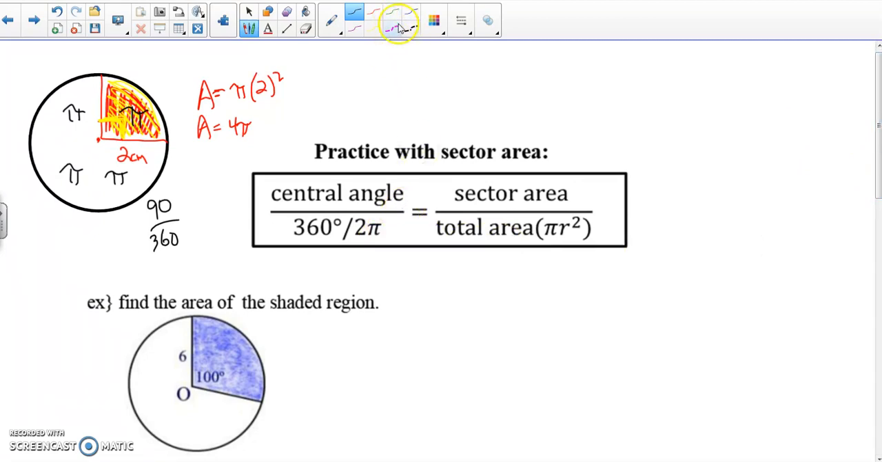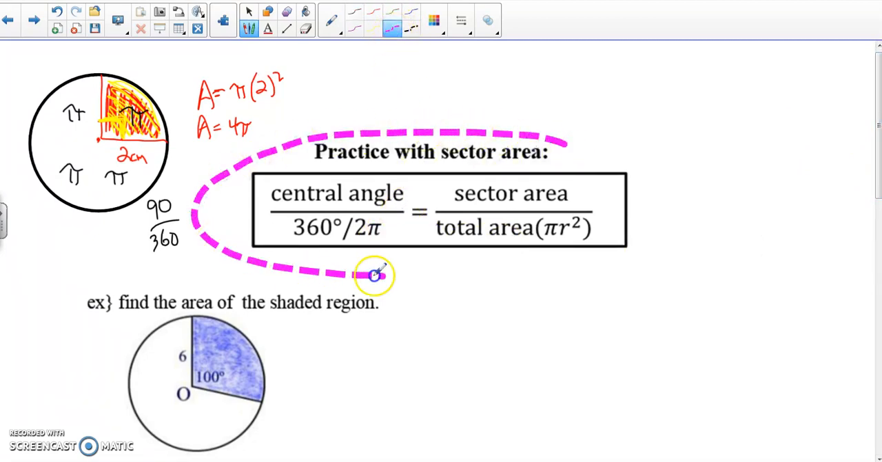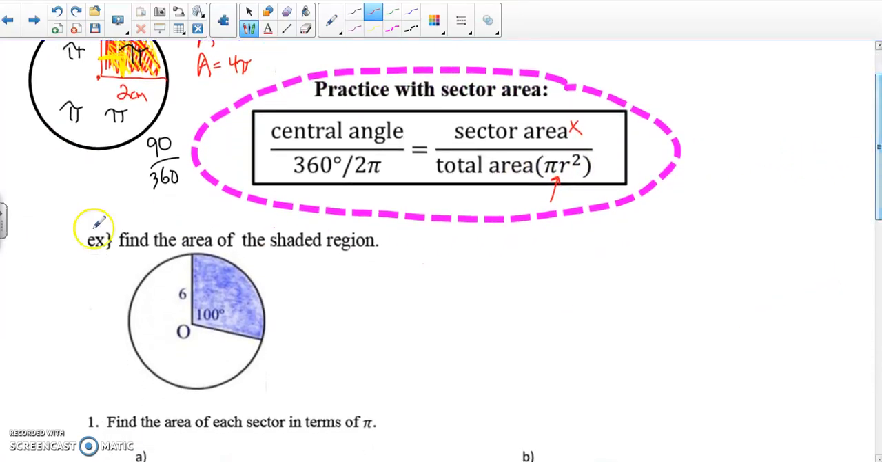Okay, so it's the same formula we're looking at today. It's the central angle over 360, or as we talked about, if it's in radians, it'd be over 2 pi, depending on what they give you, equals the sector area, and this is usually our unknown, so we'll call that x, over the total area. So you will have to make sure you memorize that pi r squared formula. So let's see how it works.